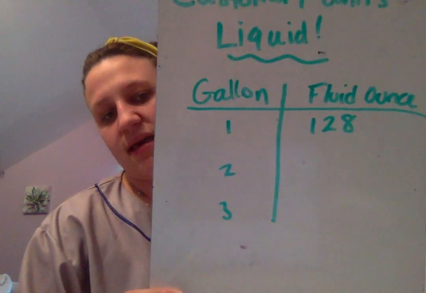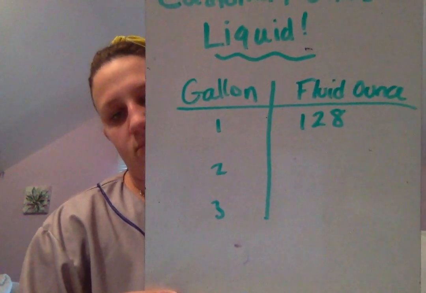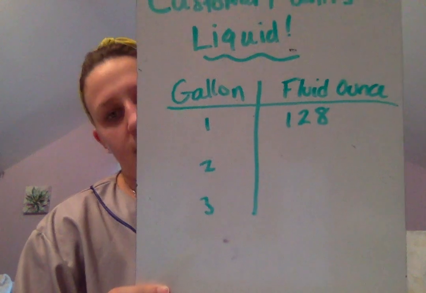But today we're doing customary units and we're doing liquids. So we have gallons and we have fluid ounces. There are 128 fluid ounces in a gallon. It's a lot. So we're not going up to 5 this time. This time, we're just going up to 3.